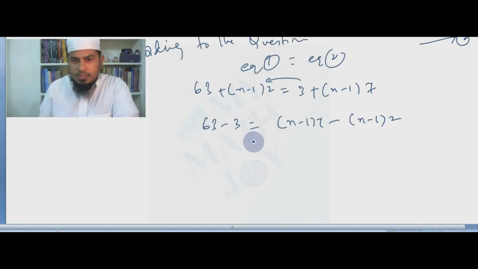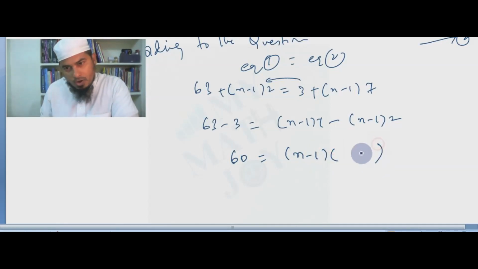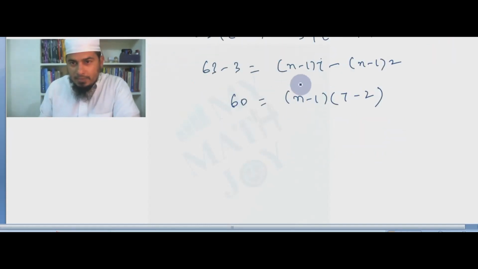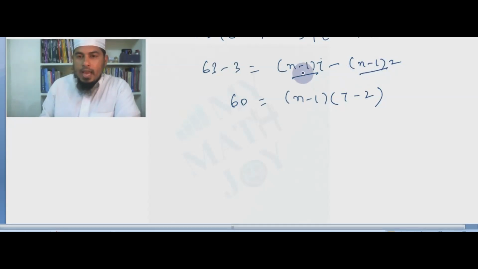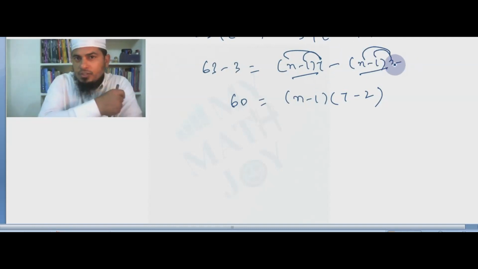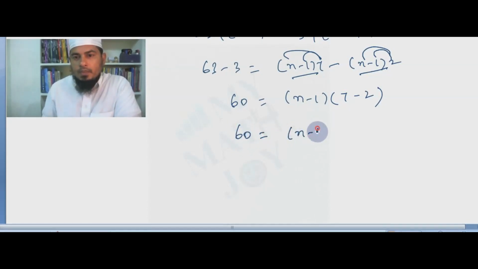Okay, 60 is equal to... I want to take n minus 1 common. So n minus 1 taken common, 7 minus 2 will be left out here. If I don't take n minus 1 common, then I have to multiply this with this for multiplication, and the minus is also there, changing the sign. Any one thing I miss, I get a wrong answer. So I have taken this common. Now 7 minus 2 is exactly 5.